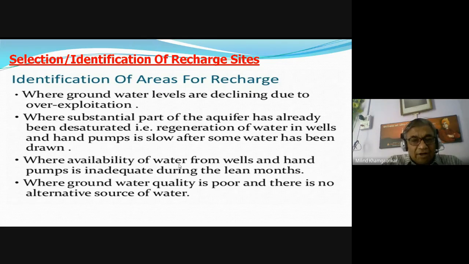And where the water, in the extension of this again, where the water availability from the open wells as well as hand pumps is inadequate during the lean months. Lean month means lower quantity of water is available, in lesser units. And when this happens in the summer.